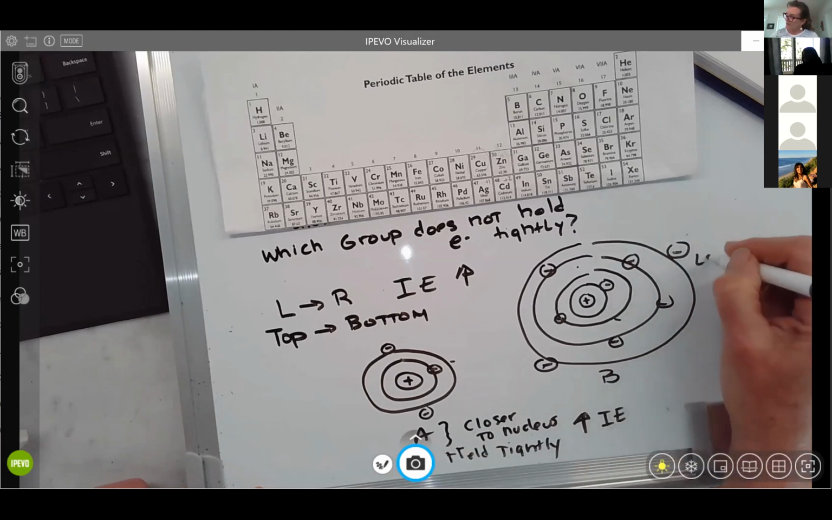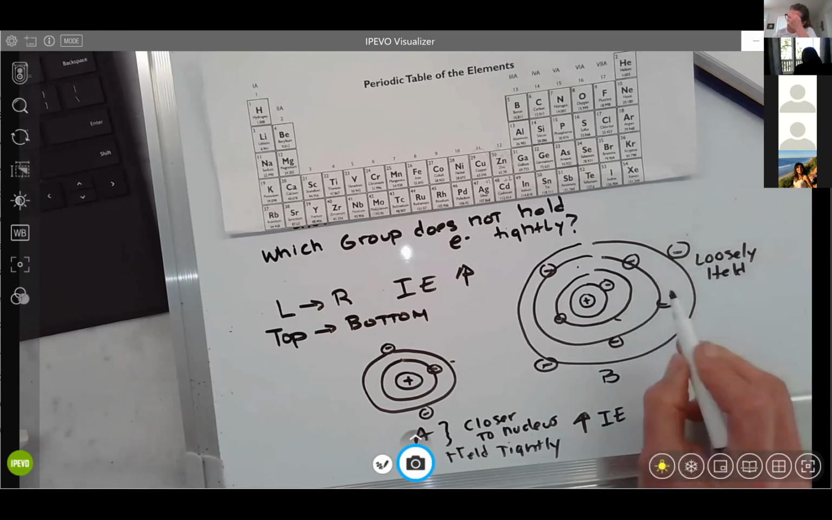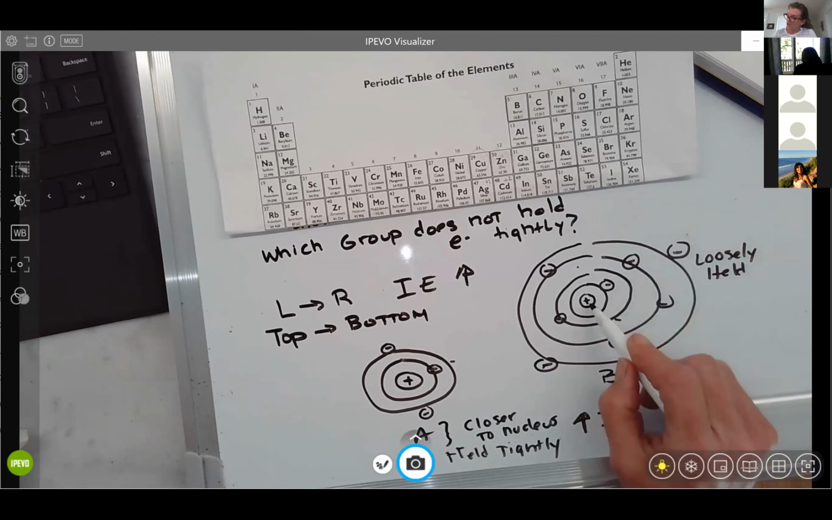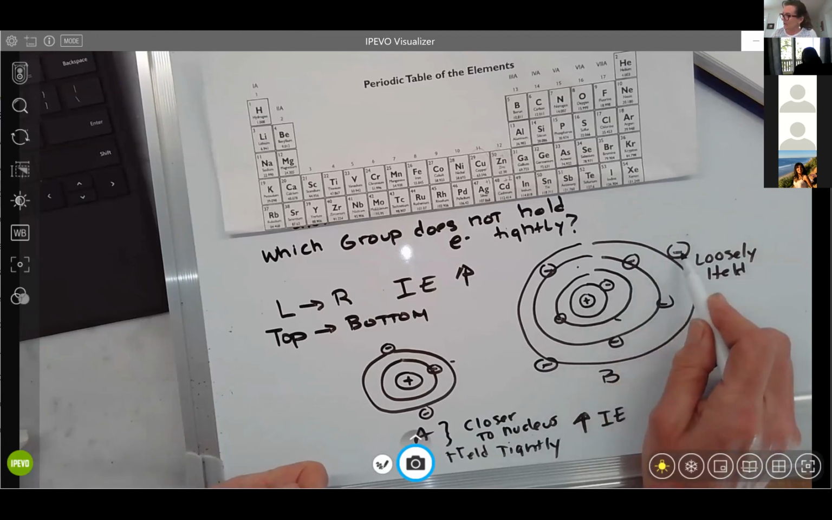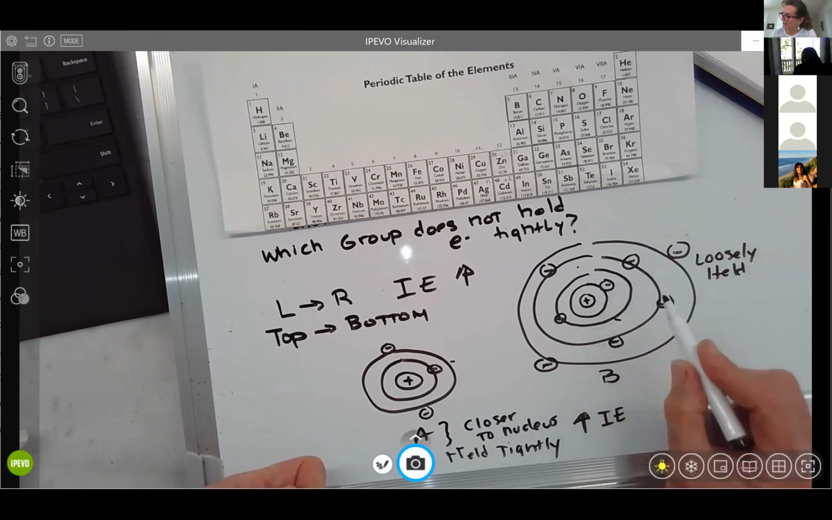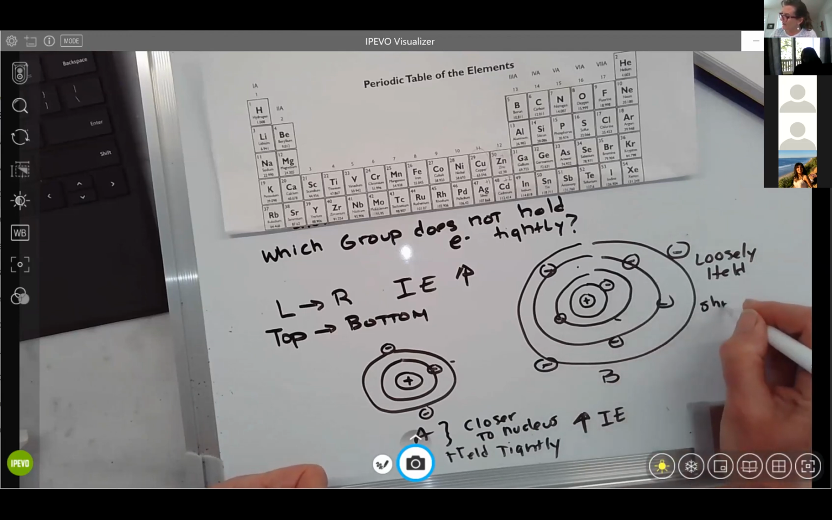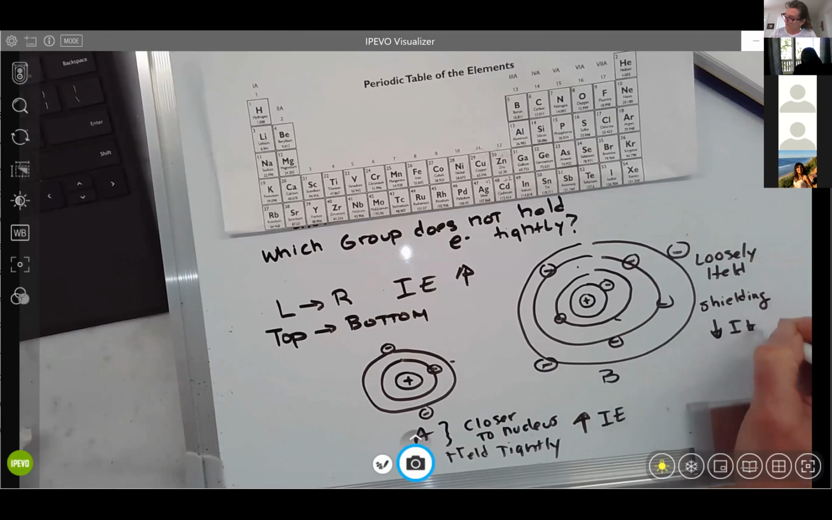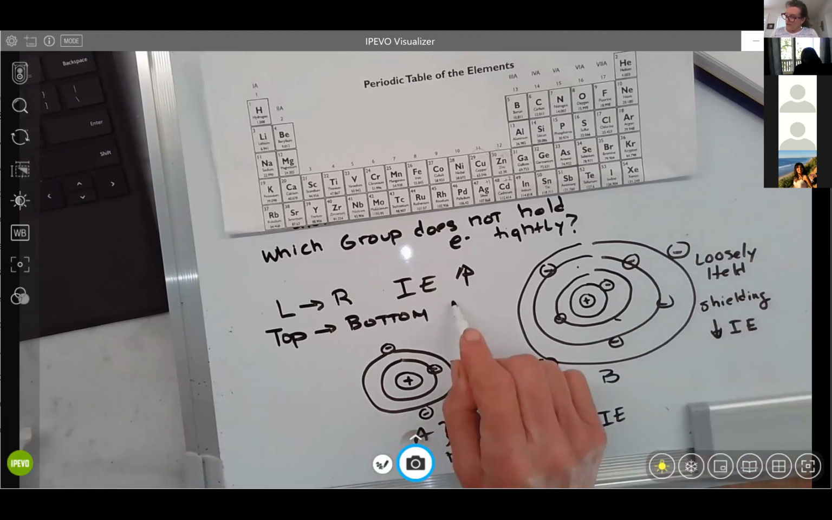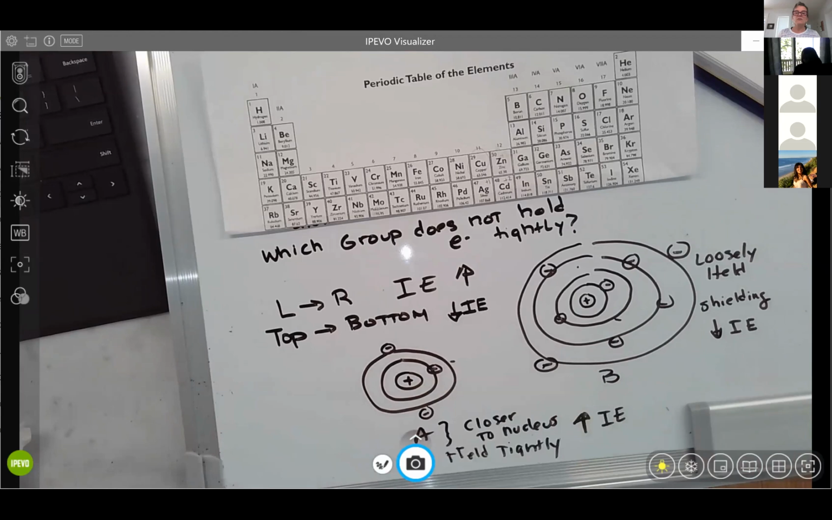These are loosely held, because in between the positive charge in the nucleus and the negative charge in the outer shell, there are all these minor repulsions in between. That's called shielding. And so this has lower ionization energy. So as you go from the top of the periodic table to the bottom of the periodic table, ionization energy drops.